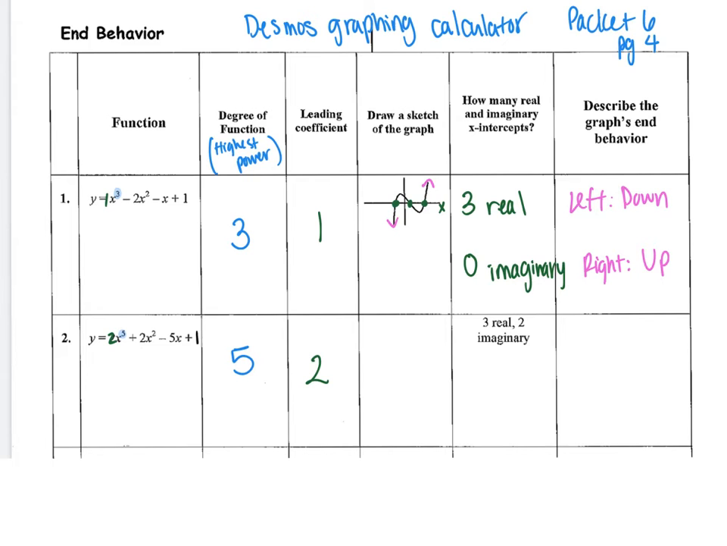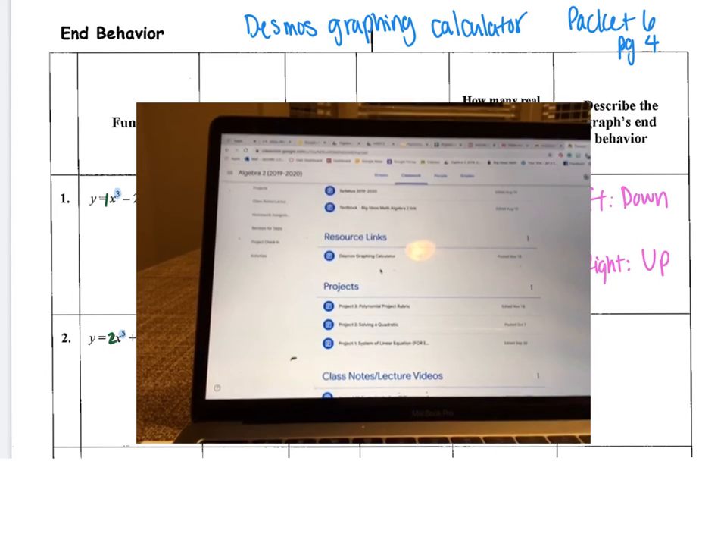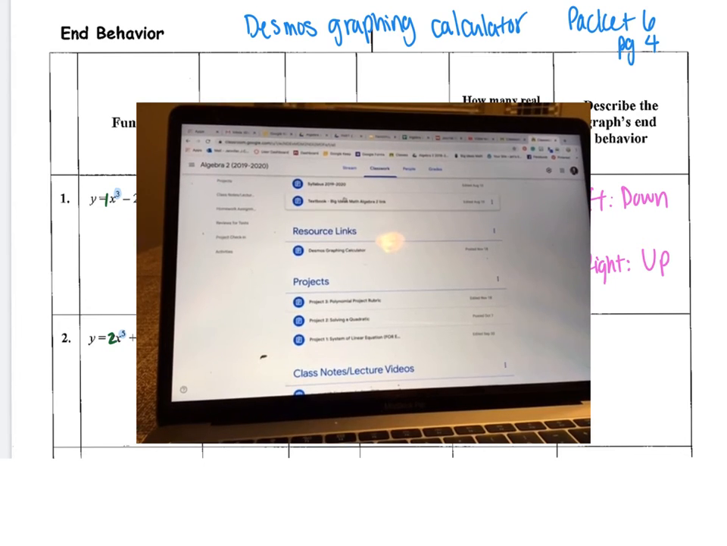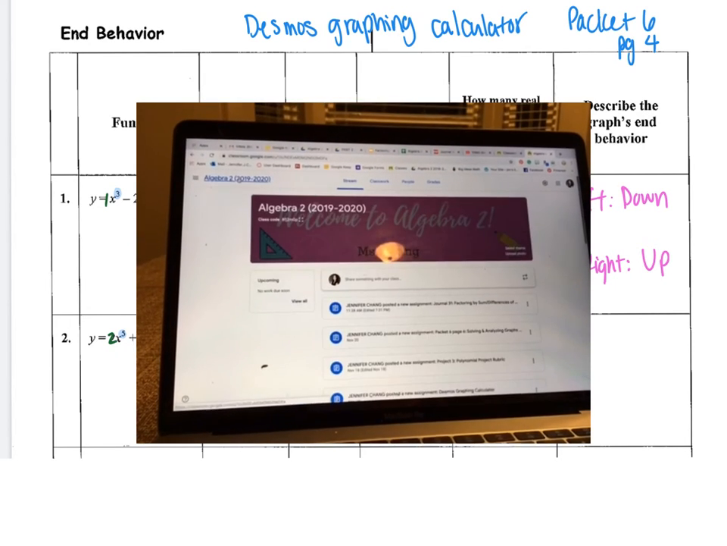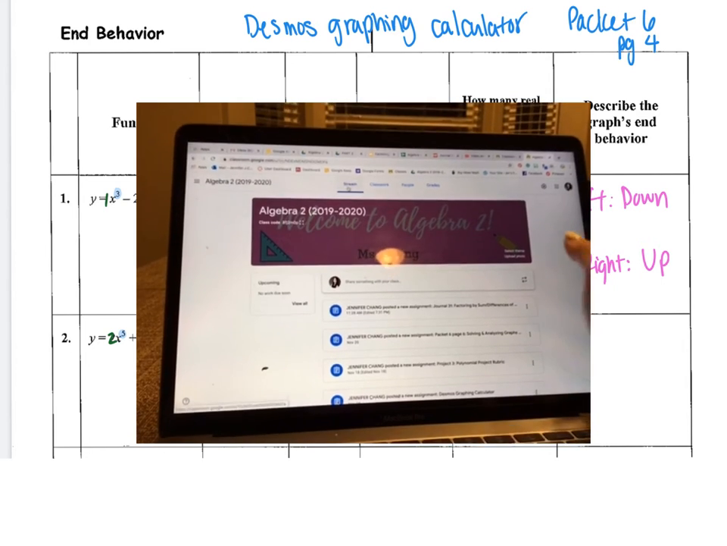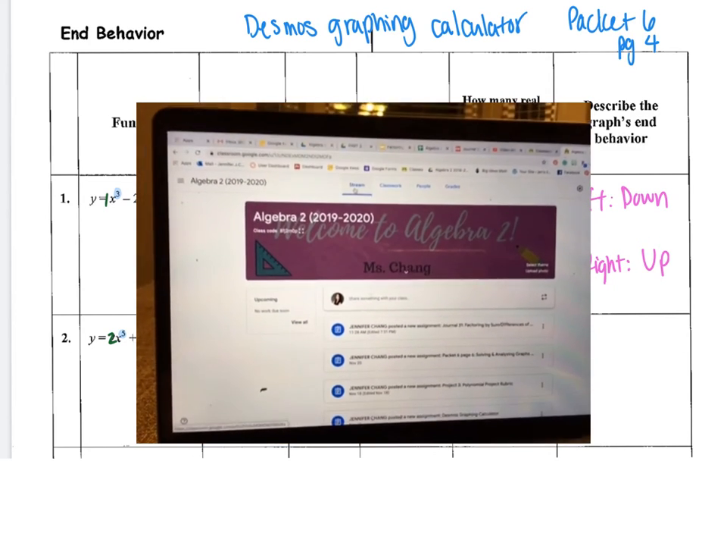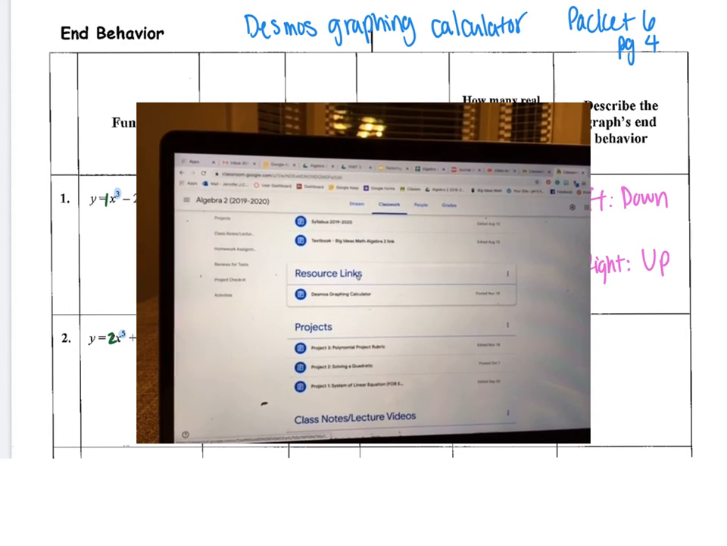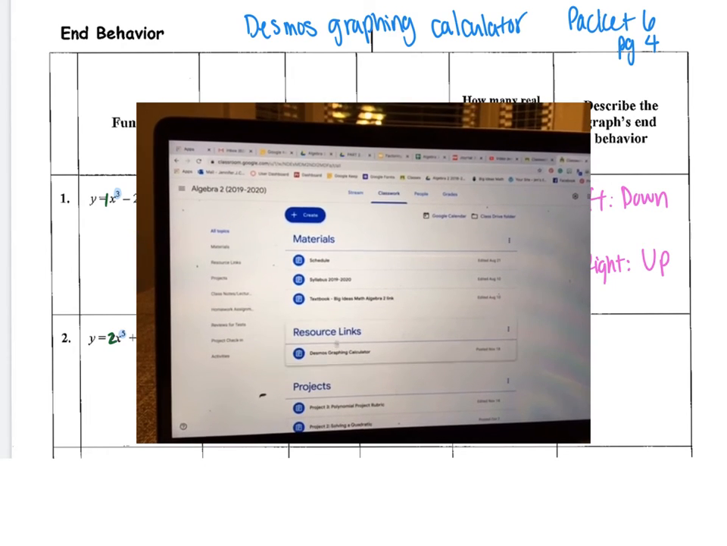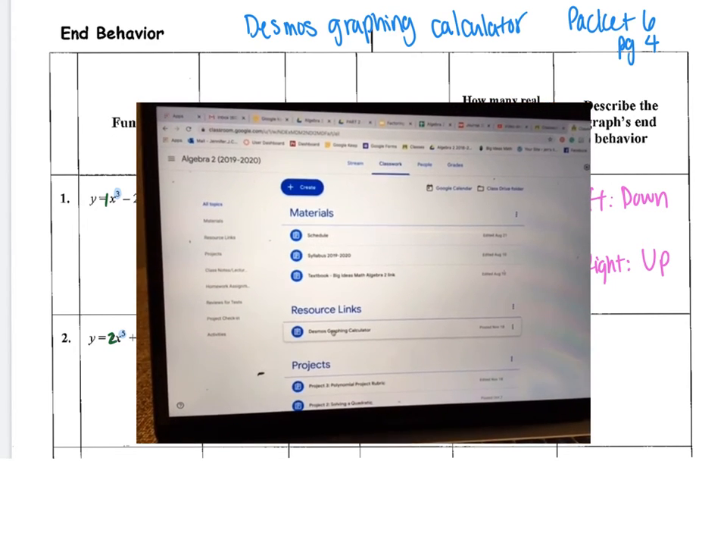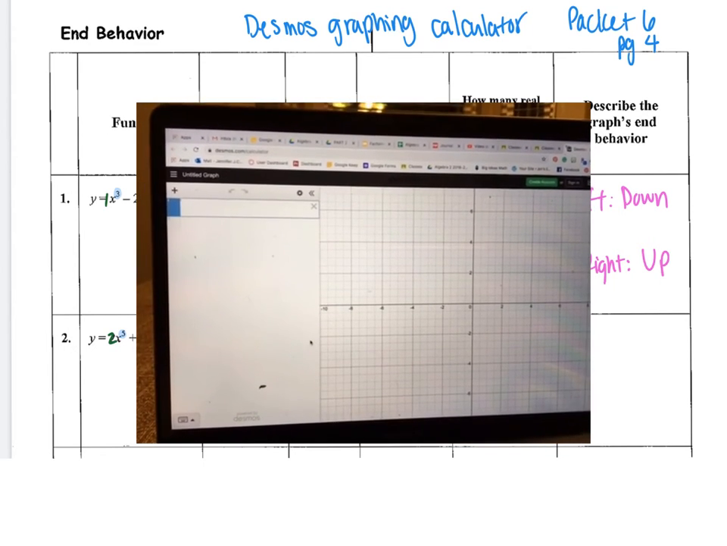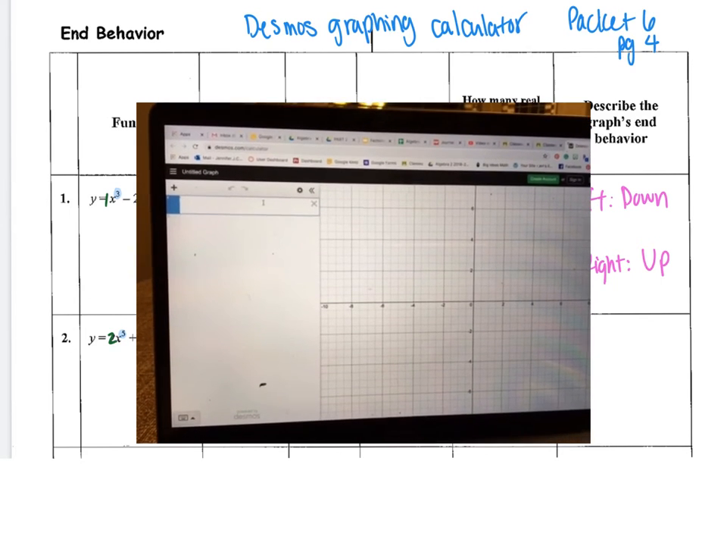So let's turn this camera. All right, this is my laptop, and I'm going to show you how you can get to Desmos. If you click on my Google Classroom, and then click on classwork, I provided you the link right here under resource link. If you click on Desmos graphing calculator, that link should pop open and direct you to the Desmos graphing calculator.